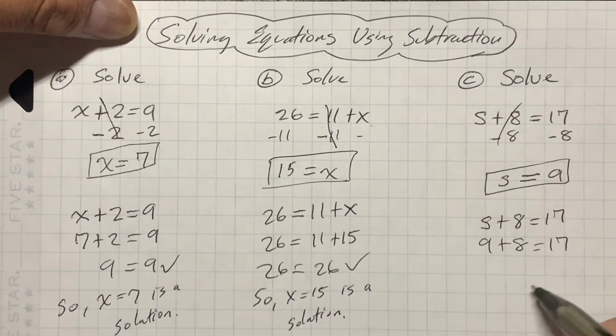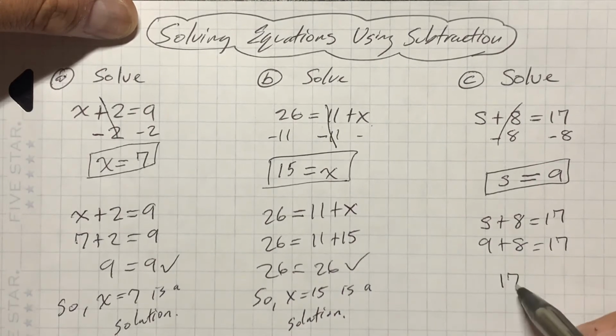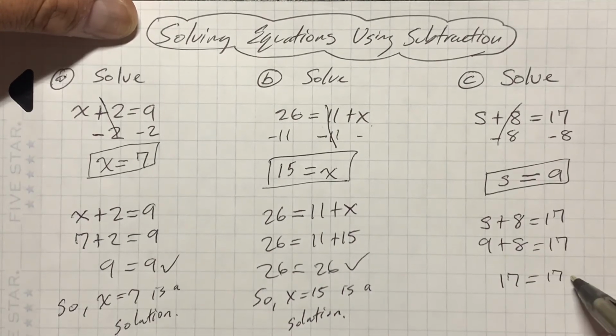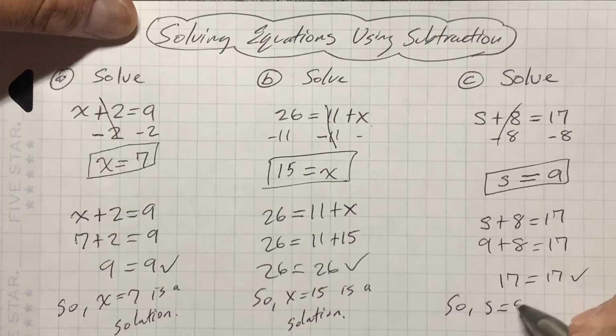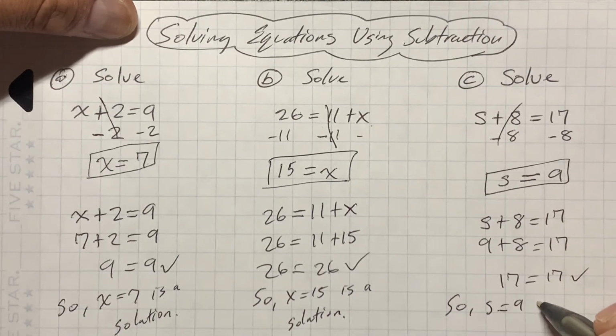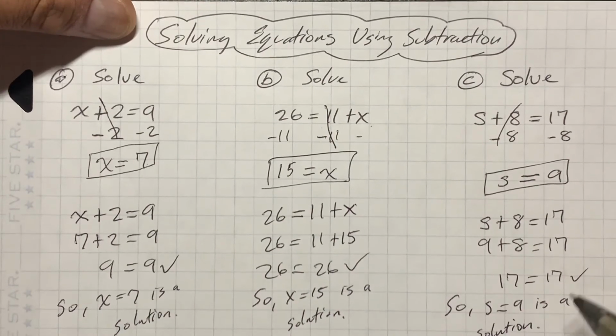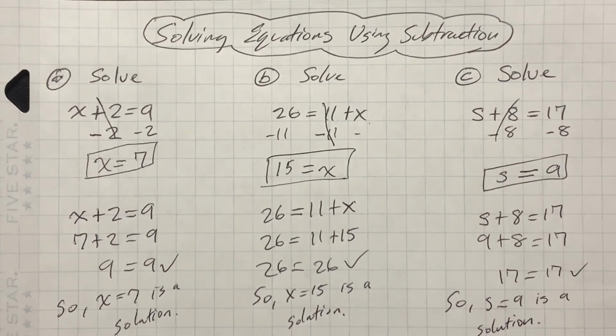And 9 plus 8 will equal 17. And 17 is equivalent to 17. So that checks. That is true. So when S equals 9, that makes this a solution. That makes the equation true. Alright, that's really all there is to it, guys.